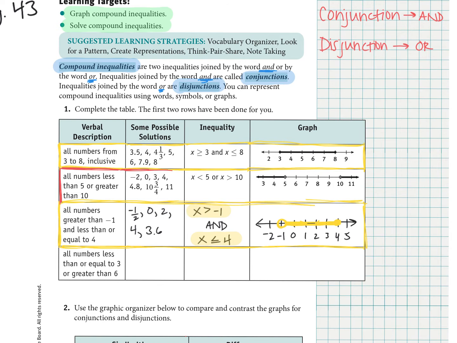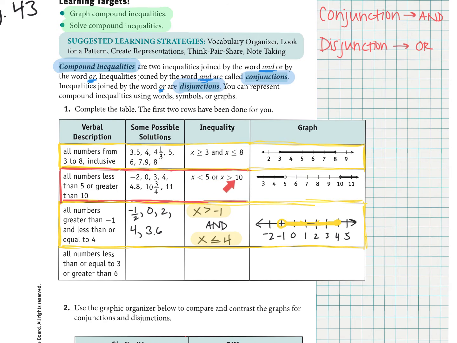I'm going to outline it in red, and we're going to go through this example now. So we want to look at all numbers less than 5, but greater than 10. So I put down a couple of examples here, like we talked about, all numbers that could be less than 5 or greater than 10. Now we know we're going to be having two inequalities, so I have them written down here.